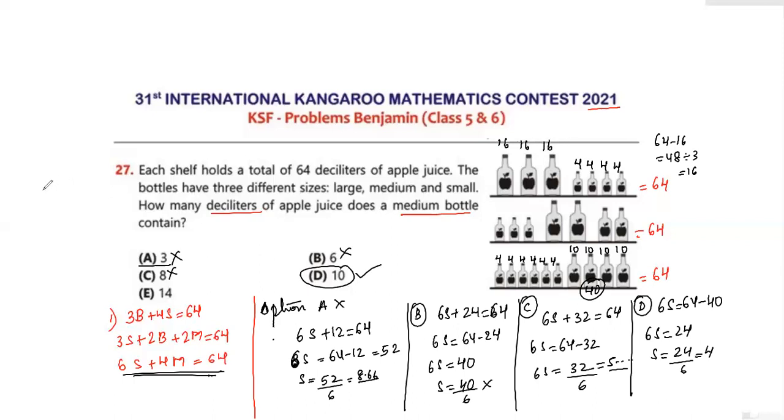Now let's just check whether our calculations are correct. I'll put it here. So 3 small bottles, each small bottle is 4, 4, 4, so I get 12 plus 16 plus 16. So I get 32, plus these are 10 plus 10, which is 20. So if I add it, I will get 64. So everything is matching. So that means my answer would be D for Denmark.